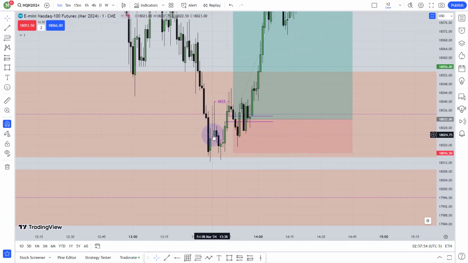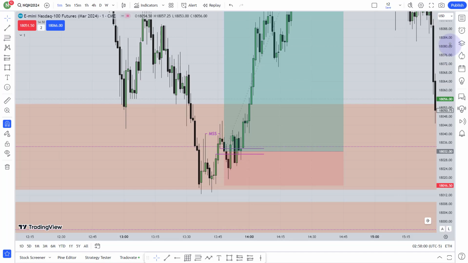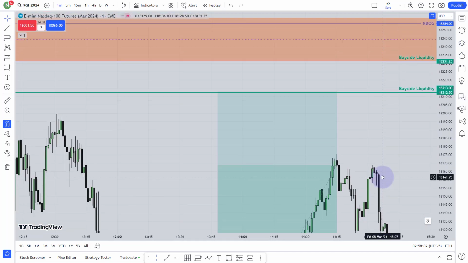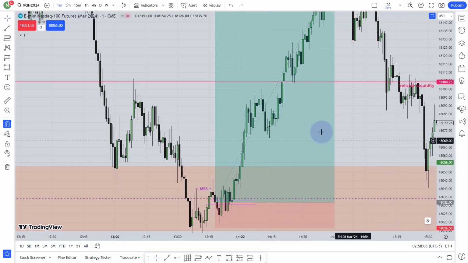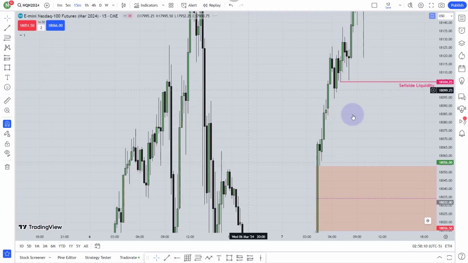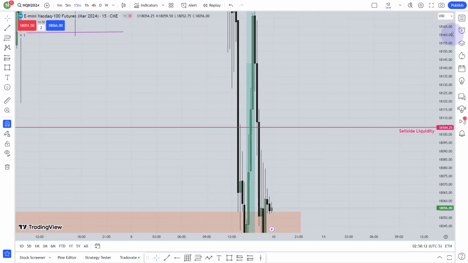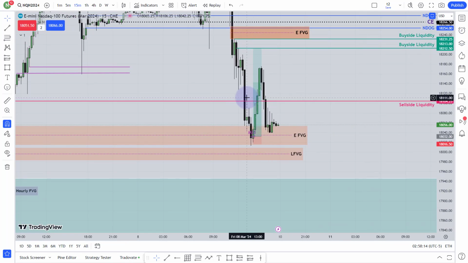Because the market reached a level where you will get a reversal or a reaction. If it is a reversal, then the market will take the buy side liquidity. But if it is a reaction, then the market will reach another 15-minute fair value gap or hourly fair value gap. So this is the time you will go to your 15-minute chart and look for any 15-minute last fair value gap.